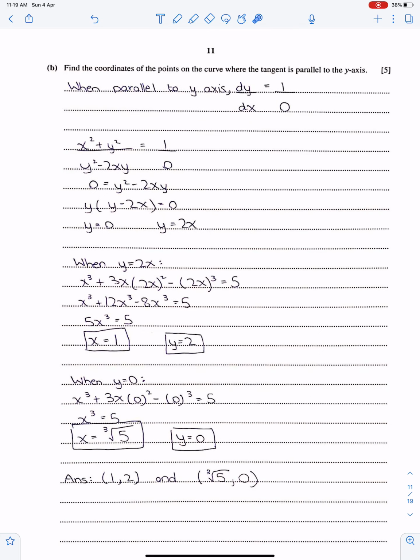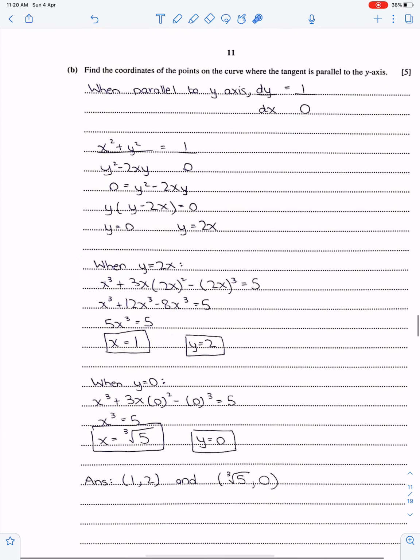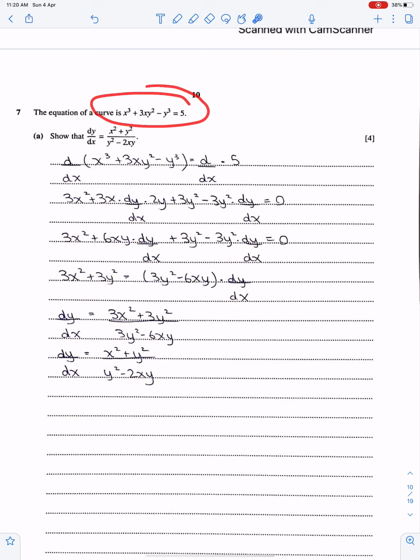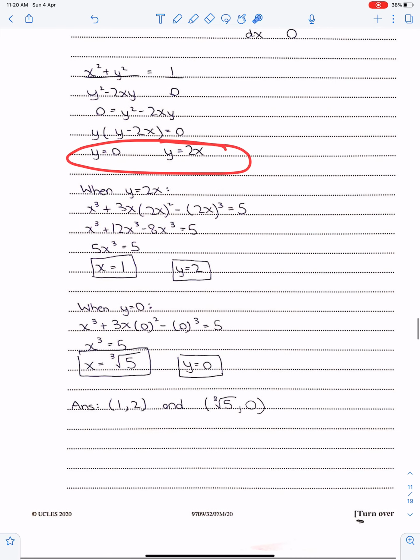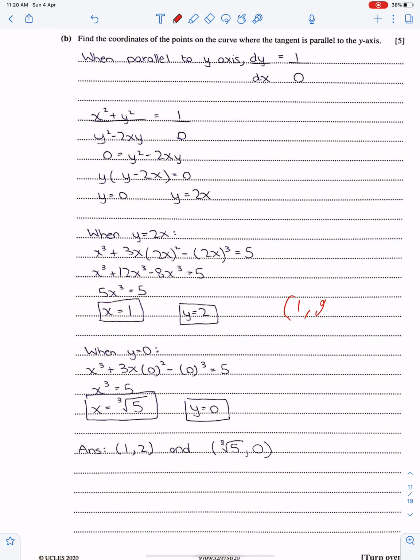This question is also very important. Is parallel to y-axis. When anything is parallel to y-axis, its gradient is 1 upon 0, which is infinite. So always use dy upon dx 1 upon 0 if tangent is parallel to y-axis. So when you use this 1 upon 0 here, you'll get y is 0 and y is 2x. Now use these two values of y in this equation and get the values of x. So when y is 2x, you are getting x is 1 and y is 2. X is 1, so when you put 1 here, you will get y is 2. So the first point is 1 comma 2.